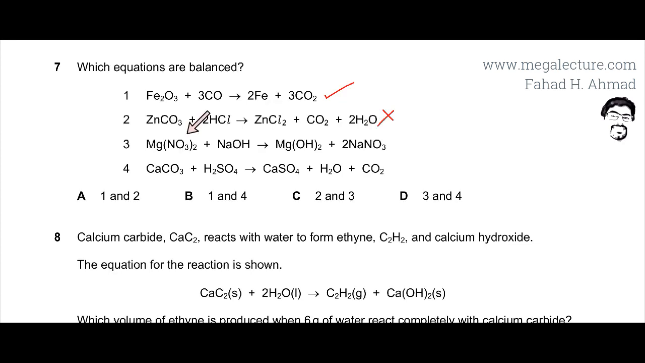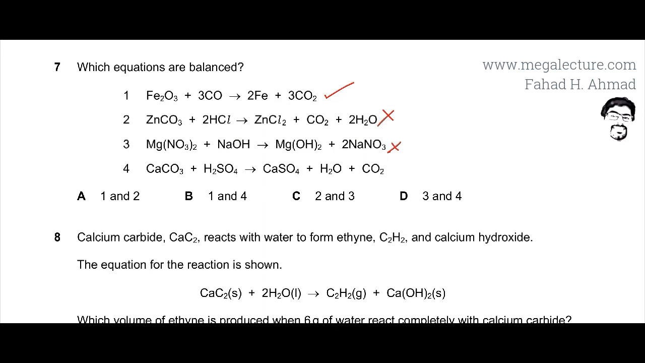Let's now look at the third equation, which is magnesium nitrate plus NaOH. Let's start counting the atoms. Mg, 1 over here, 1 on the right side, that's balanced. There's 1 Na over here, and there are 2 sodiums on the other side, 2 sodium nitrate formula units, so that's 2 sodiums on the right hand side. So this equation is not balanced, because if you look at sodium, it's not balanced.